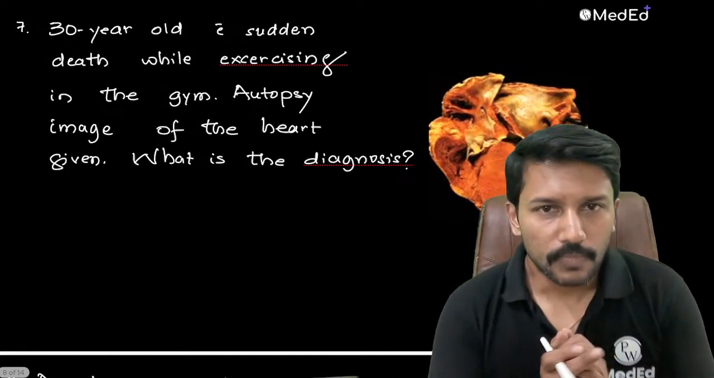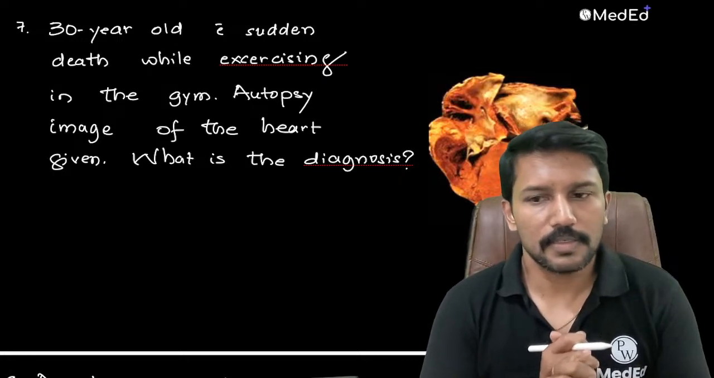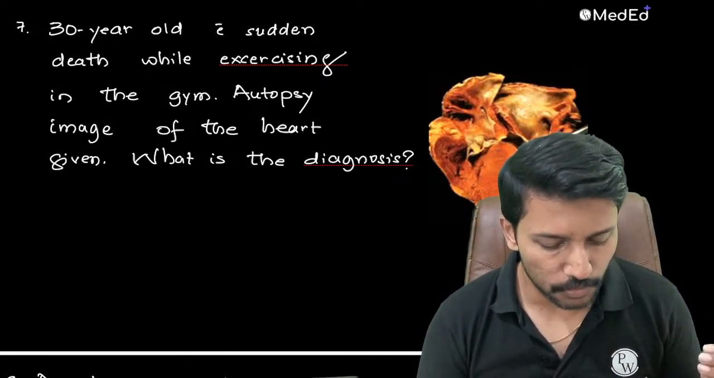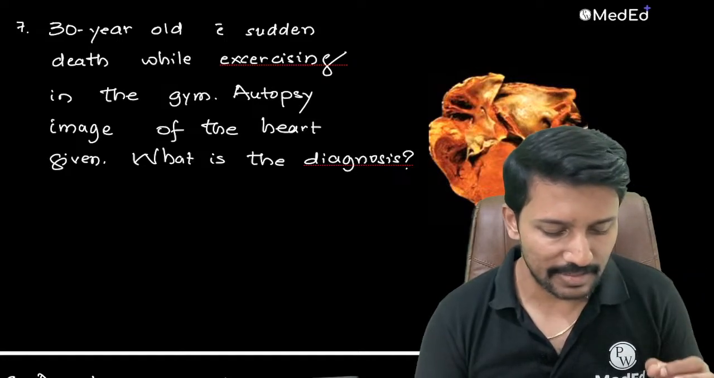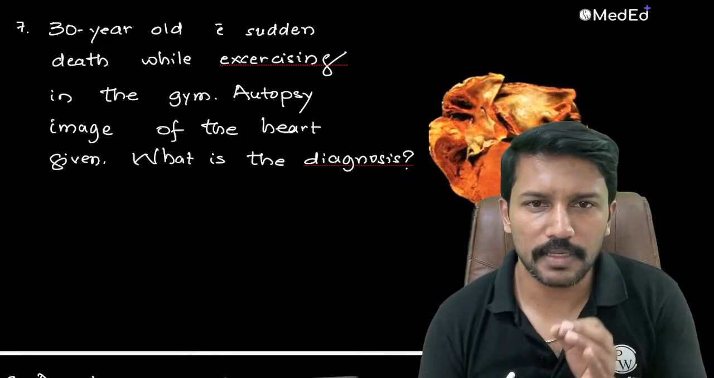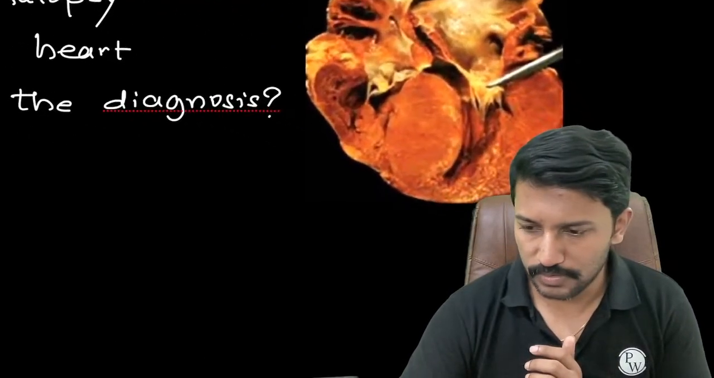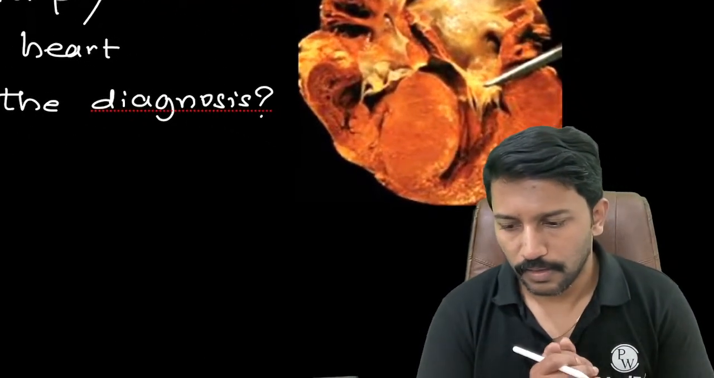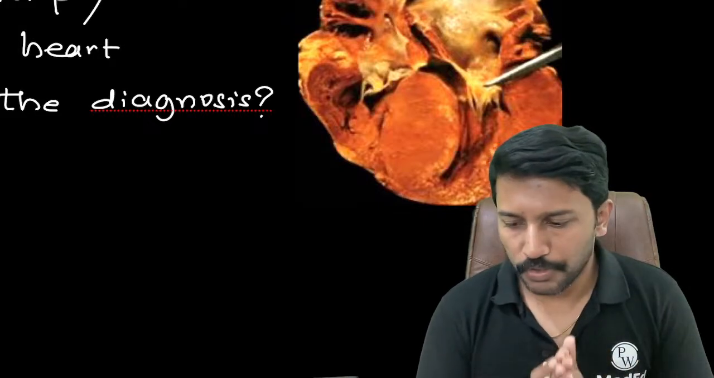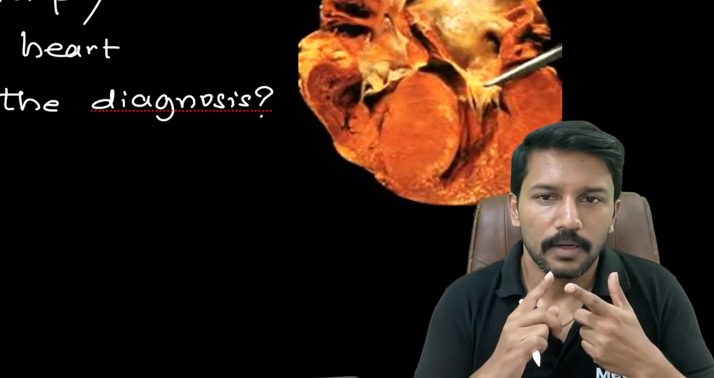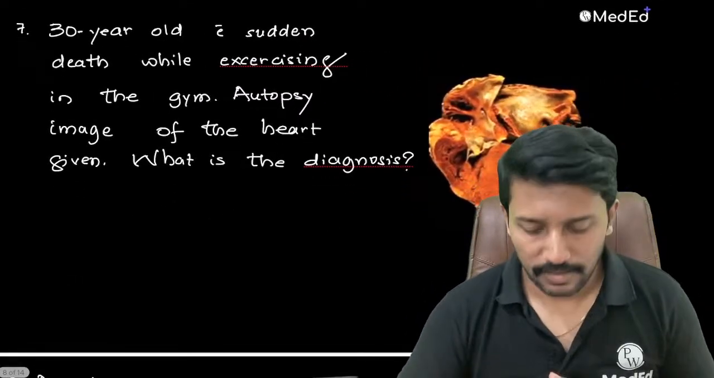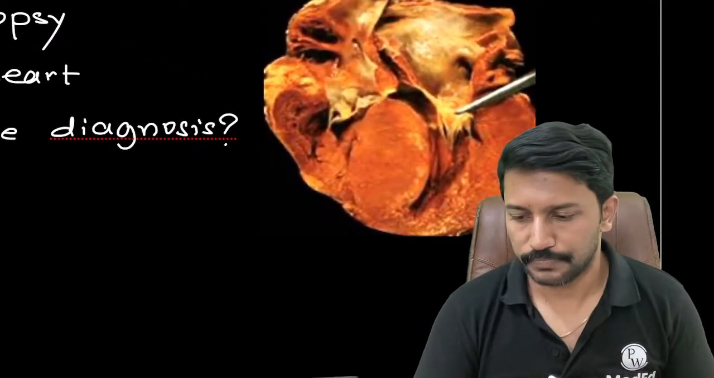Now we will go to the next question. This is a question which is found in cardiology. So here we have a 30-year-old who had sudden death while exercising in the gym, and they have given the autopsy image of the heart. What is the diagnosis? Sachin Rajput, absolutely right. Now I have a few questions to address. Why did this patient suddenly die while exercising, and what are the image findings?